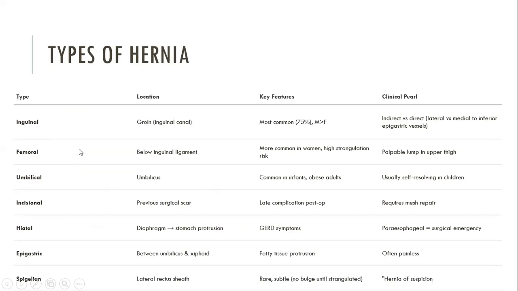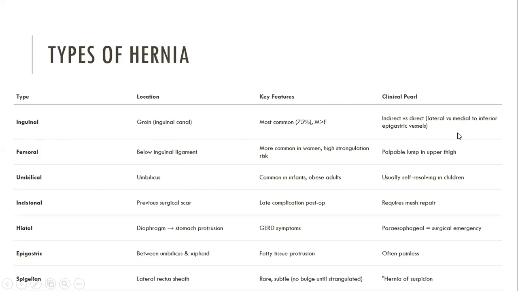So, we should be learning about the types of hernias. There are typically seven types of hernias, and we will be briefly defining these hernias on the basis of these three features: location, key features, and clinical pulse. Inguinal hernias are hernias from the groin region, the inguinal canal, and they are the most common hernias, specifically in males. And again, as I told you, inguinal hernias can be indirect or direct.